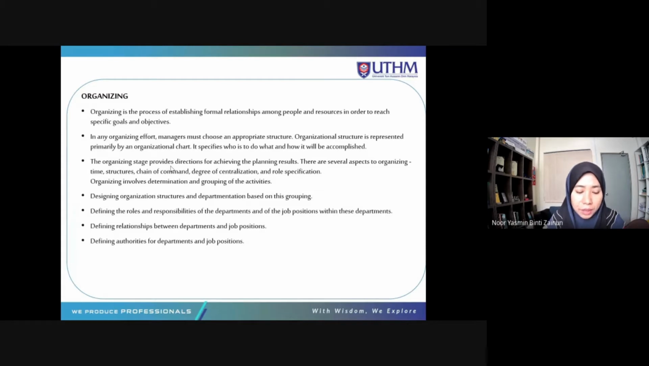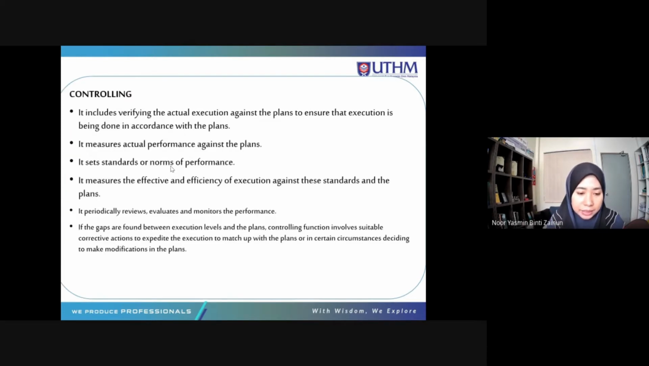Okay. So designing the organization structure and departmentation based on this grouping, defining the roles and responsibilities of the department and of the job position within this department. So it depends on the type of organization that we want to run our project. Defining relationships between department and job position, and also defining authorities for departments and job positions. Okay, that's why we have three types that we will go into detail after this.